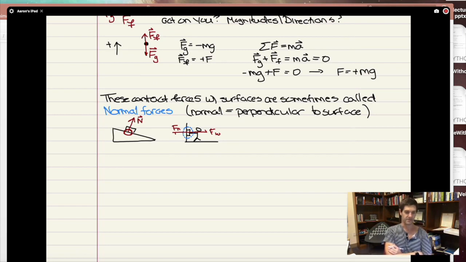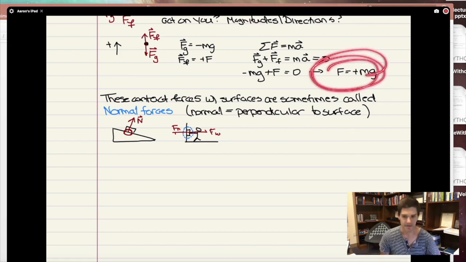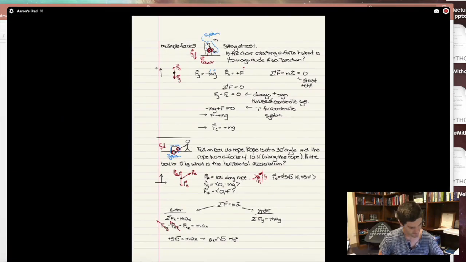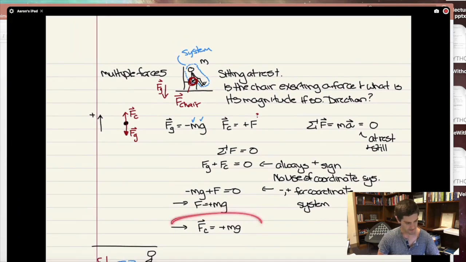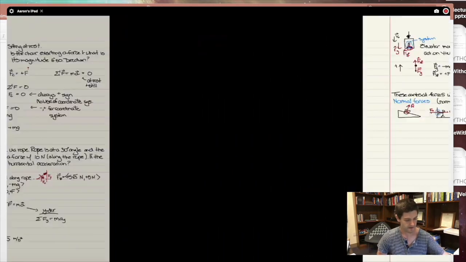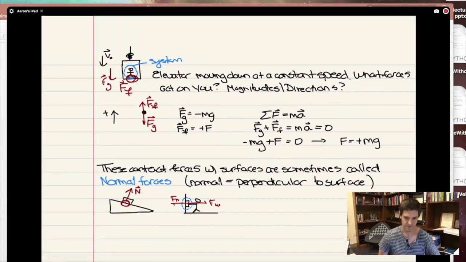Another misconception: the normal force is not always equal to m times g. It's not the same thing as weight. The examples we saw above did happen to have it be the same as the weight. In this case right here, we saw that the contact force with the floor was mg. For the chair, we saw that the contact force with the chair did happen to be mg. But that is not always true.